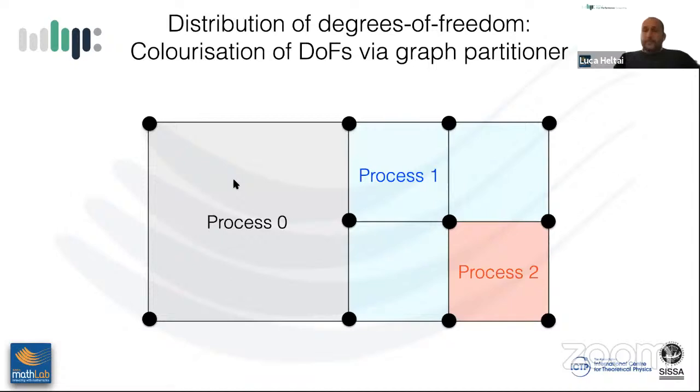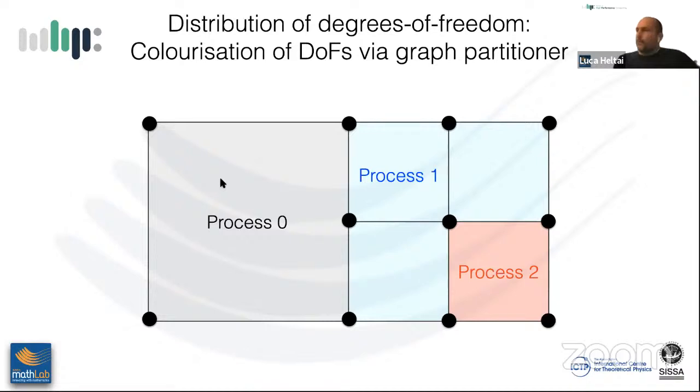distribution of degrees of freedom and colorization via graph partitioner, for example, in this particular case. So let's assume that we have this triangulation, and the triangulation is split into 2 parts at the moment. One part which is coarse and one part which is finer. And we assume we have 3 participating processes. Of course, this is not a realistic example.